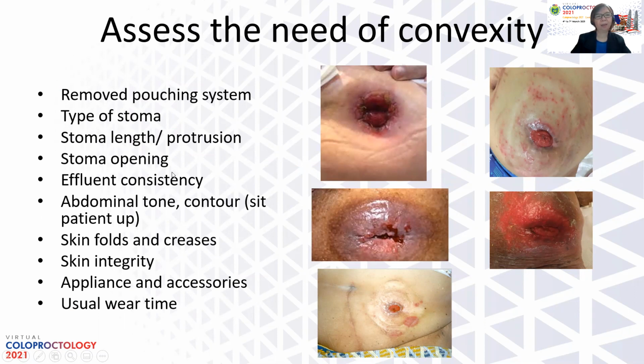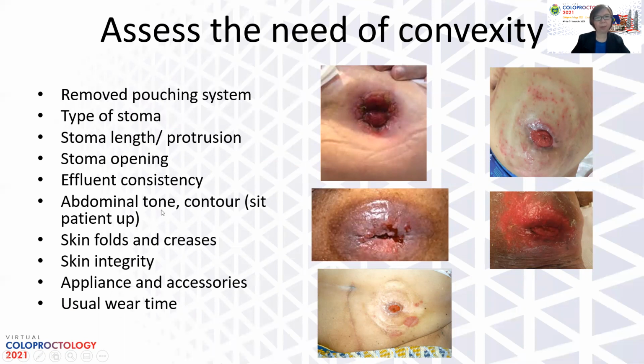And the effluent consistency is about whether the output is watery or not watery. If it's watery, all the more reason to use convexity, because you need a very good seal. If it's not so watery, at least sometimes it doesn't seep below that easily. So you can still have some alternatives.